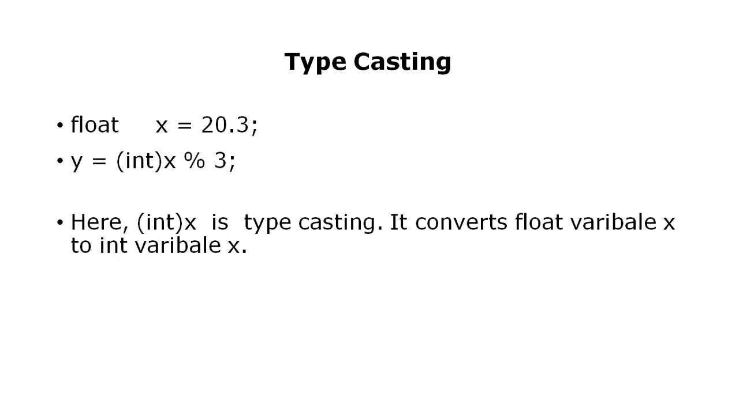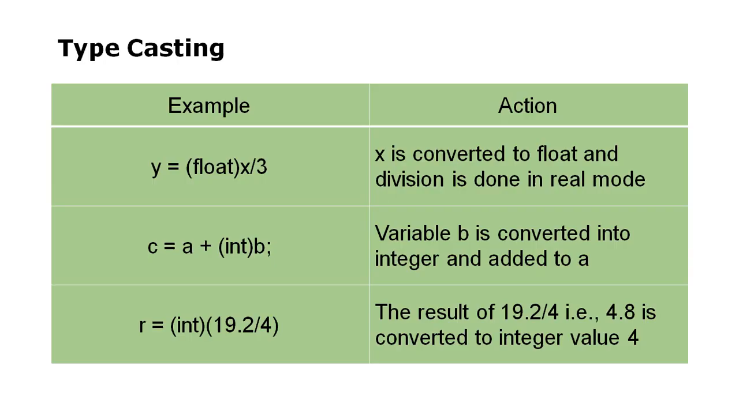See here, float x = 20.3, and y = (int) x % 3, that is the modulo operator. This is explicit typecasting. Here (int) x is typecasting; it converts the float variable x into an int variable. So these are the examples of typecasting.